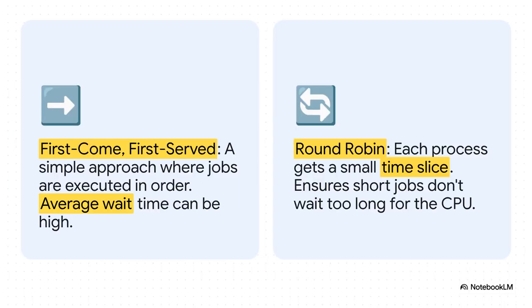But thankfully, there's a much smarter way to do this, and it's called round robin. Instead of letting one process hog the CPU until it's done, the OS gives each one a tiny slice of CPU time, let's say 2 milliseconds, and then it just cycles to the next one, and the next, and the next. This makes sure that short, important tasks, like our notification, get a chance to run almost immediately. And that, right there, is what makes a system feel fast and responsive to you, the user.